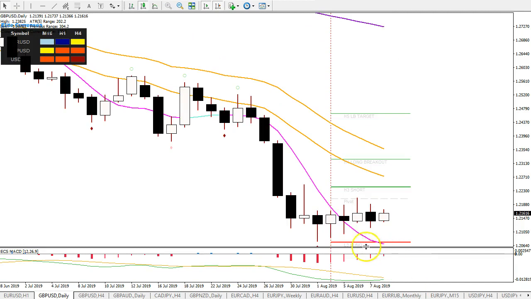So what now? Well, we had 1, 2, 3, 4 candles. So the bears are still, in my view, in control. Although there is, of course, some type of correction going on. That's clear at this moment.